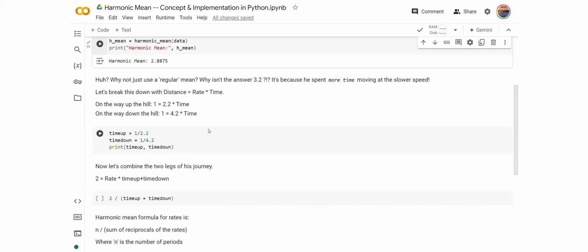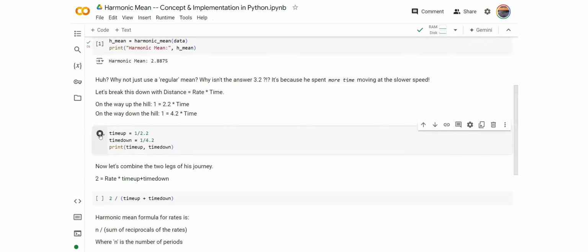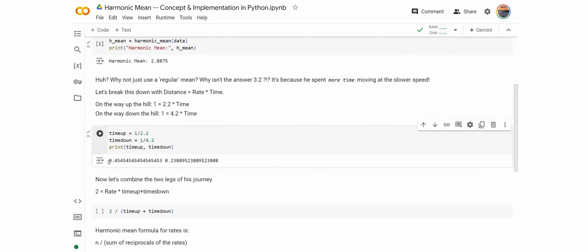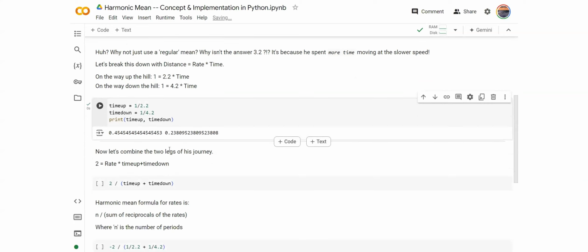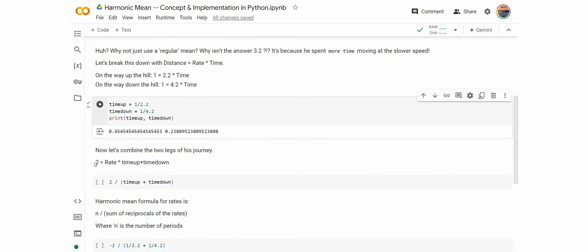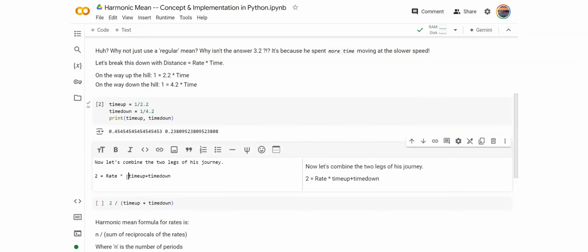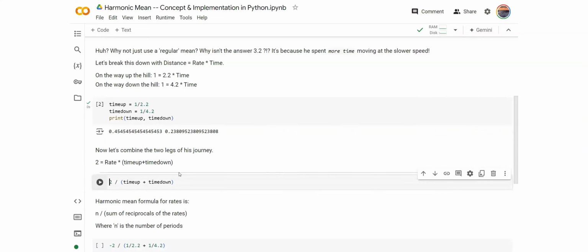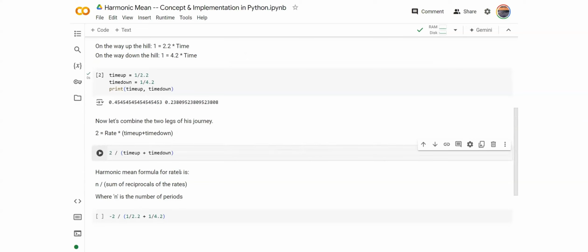So we can store those here as time up and time down. Let's take a look at time up and time down. We have them expressed as parts of an hour, so just long numbers there. I promise not to read those, but those are the two times. And so we can sum those here. And what we're going to see here is the rate times the sum of time up plus time down. And let me just be more proper with the notation. Aha, very much better.